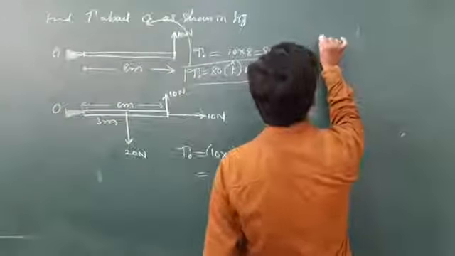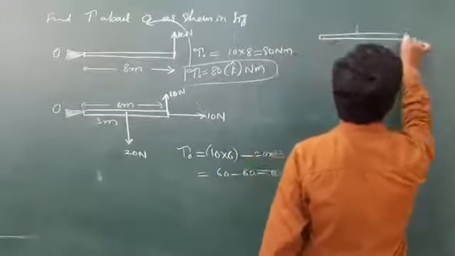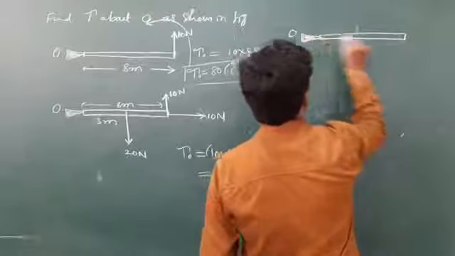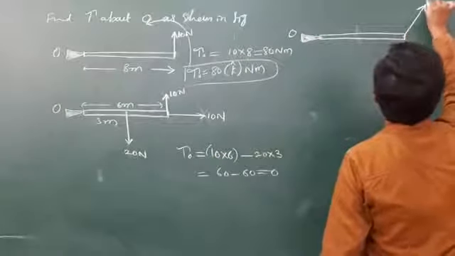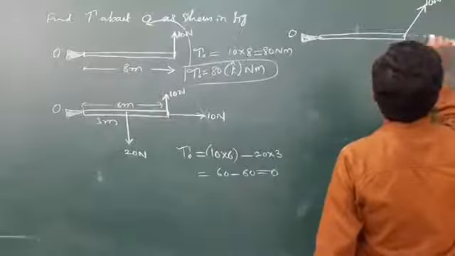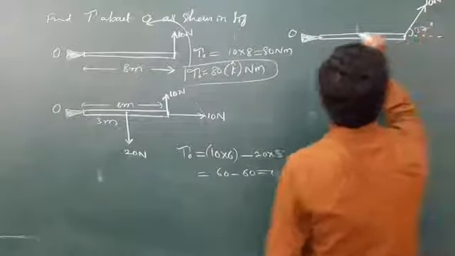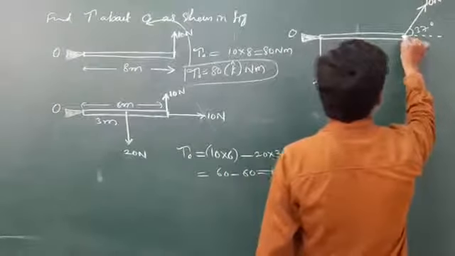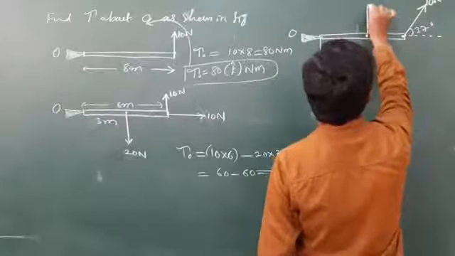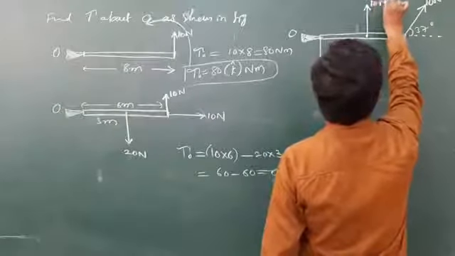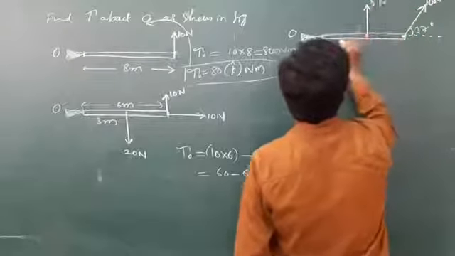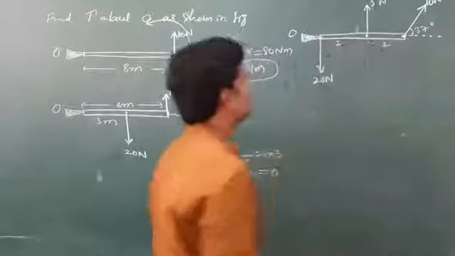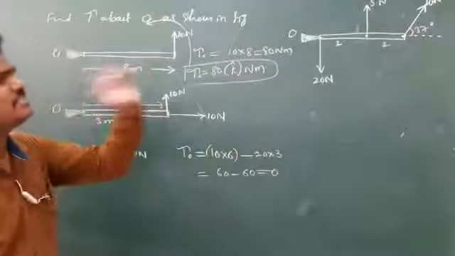Let us try one more question. You try this: find the torque about O as shown in figure. Now the force is applied in this direction, 10 Newton, making 37 degrees. Here is 20 Newton, and here 5 Newton, with 2 meter, 2 meter. Now find the torque about O. These are very easy level questions.